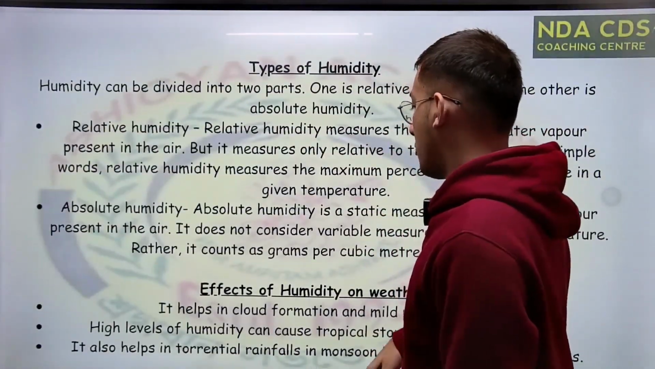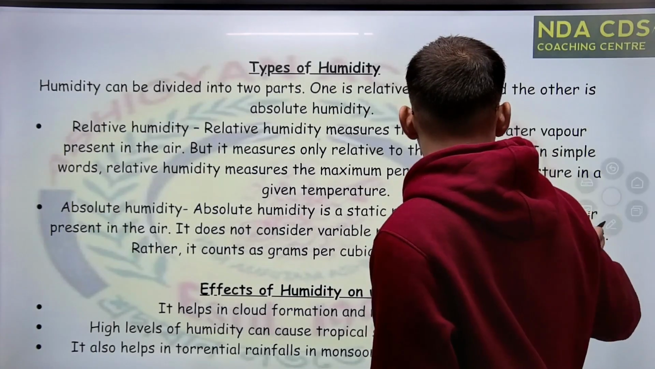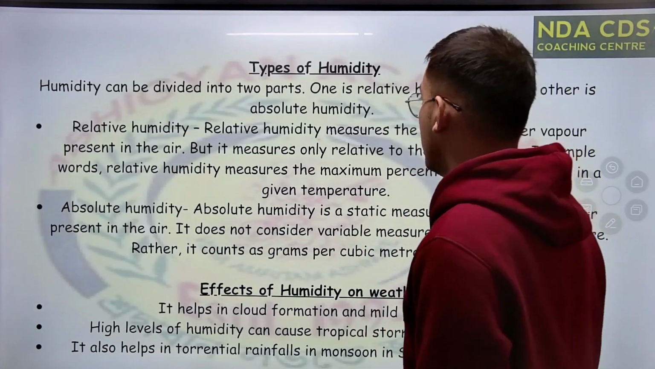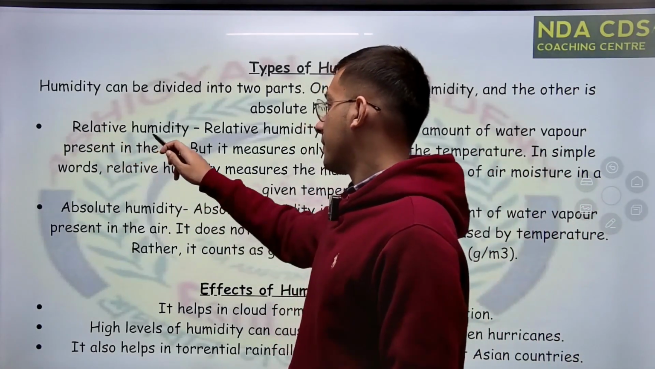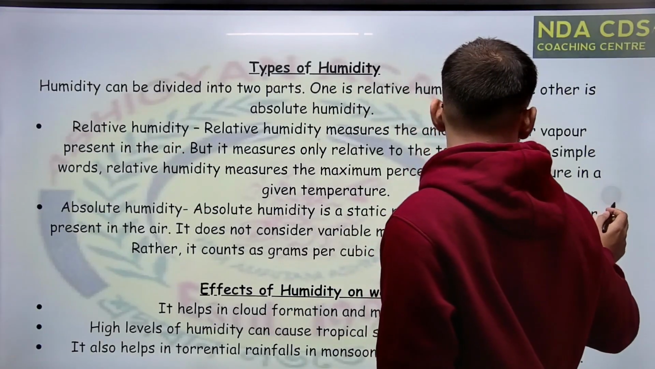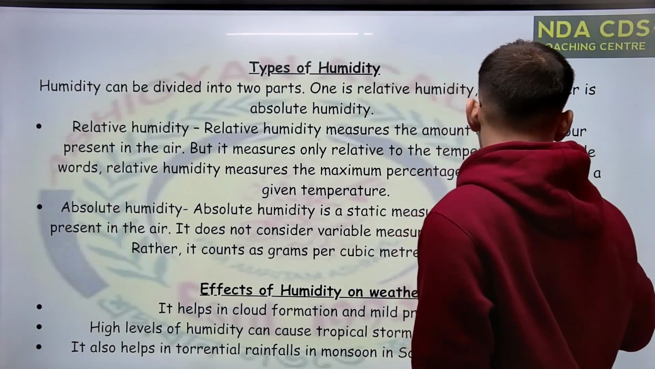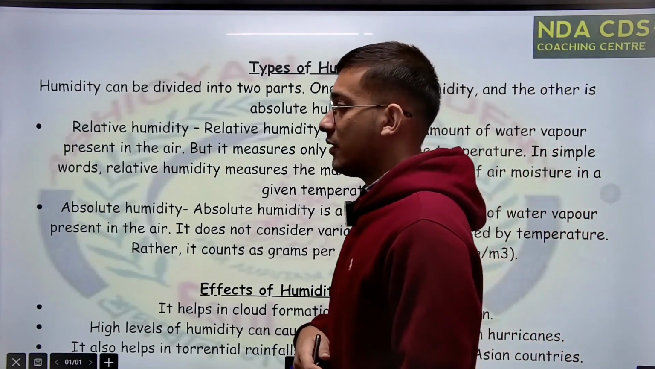Now we have the types of humidity. So basically there are two types of humidity, relative and absolute. What is relative humidity? So we'll see here what is relative humidity.